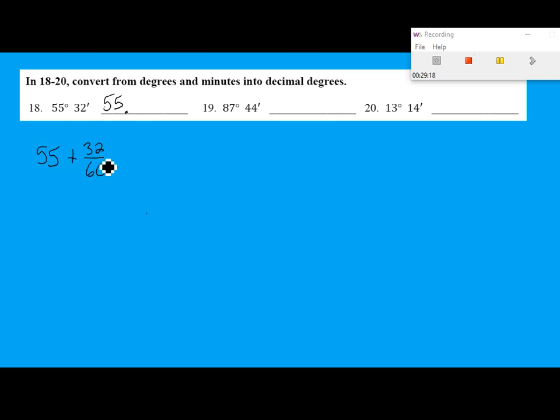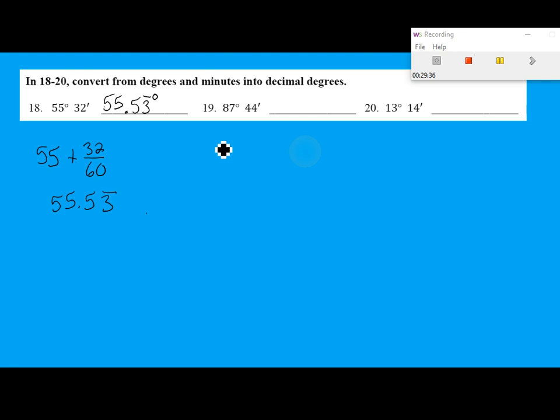If you run that through your calculator, you're going to get 55.5 with the 3 repeating. So there we go. It's 55.53 degrees, and the 3's repeating. If you just listed it with the 3, put it approximately in the front.